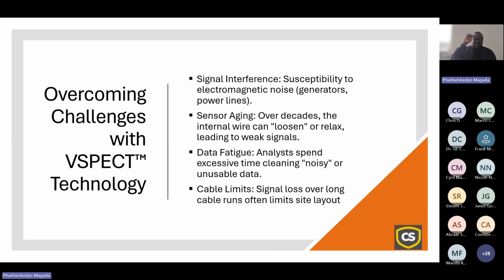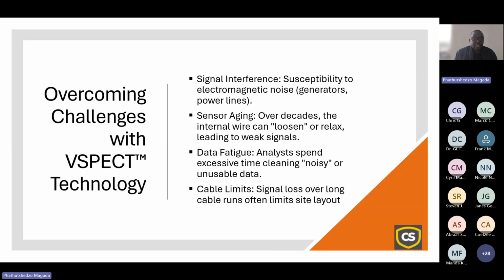So there are many challenges that we come across when we are measuring data, especially for construction environments such as dam monitoring, where the environment is noisy. So the question is, how do we overcome that? We have challenges such as signal interference. There is susceptibility to electromagnetic noise, such as moving trucks, generators, and power lines.